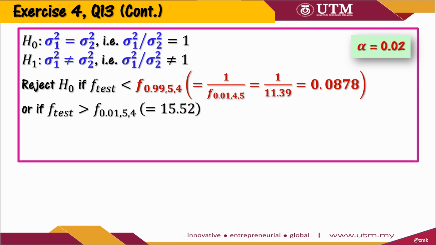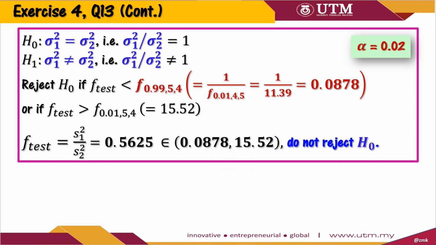After setting up the rejection rule, now we need to calculate the f-test statistic, which is the ratio of two sample variances, S1 squared to S2 squared, given by 0.5625. Remember, if you test sigma 1 against sigma 2, you still use exactly the very same f-test statistic. In short, please do not square root this f-test statistic value if you test the ratio of standard deviations.